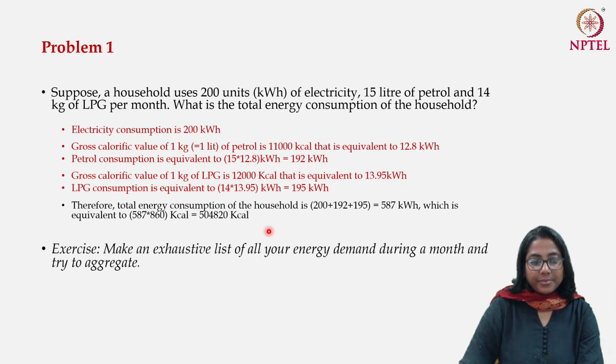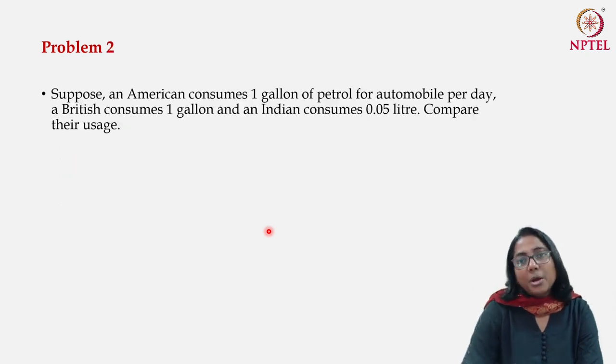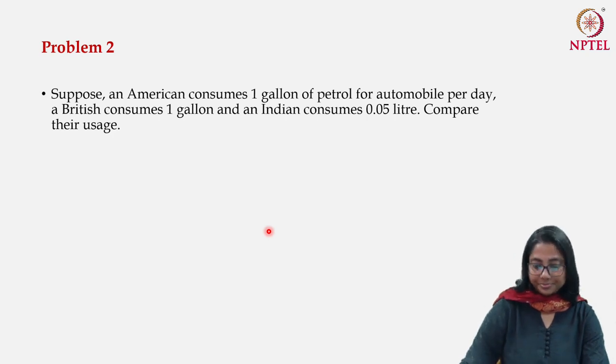Once we do this, let us move to the second problem. This problem is also known to you. This is something we had discussed when we were talking about the measurement of energy, but this is a more specific example that we are going to deal with. So it goes like this. Suppose an American consumes 1 gallon of petrol for automobile per day. A British also consumes 1 gallon of petrol for automobile per day, whereas an Indian consumes 0.05 liter. And the question is, can you really compare the consumption of petrol for automobile by an American, a British and an Indian individual?